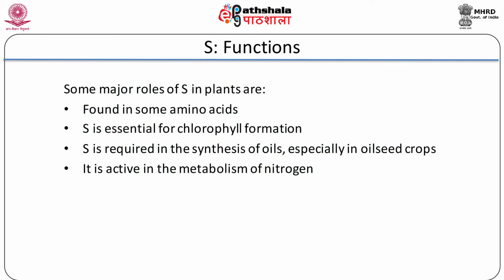Sulfur plays some major roles in plants. It is found in some amino acids that serve as the building blocks of proteins. Sulfur is essential for chlorophyll formation. It is a major constituent of one of the enzymes required for formation of the chlorophyll molecule. Sulfur is required in the synthesis of oils, especially in oilseed crops. It is active in the metabolism of nitrogen.